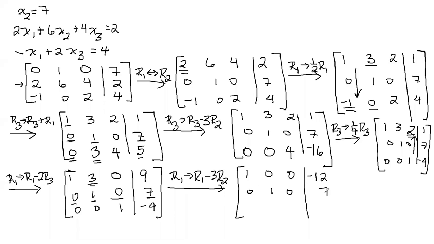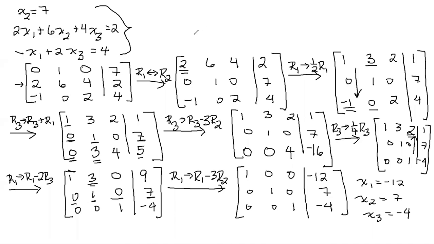All right, we have successfully gotten this into reduced row echelon form. So our left-hand side is in reduced row echelon form, and we can just read our answers off of the right-hand side. So our answer to this is x1 equals negative 12, x2 equals 7, and x3 equals negative 4. We can double check that those answers work by actually plugging them in to our 3 original equations up here. And you'll see that if you do that, all of these end up working out.